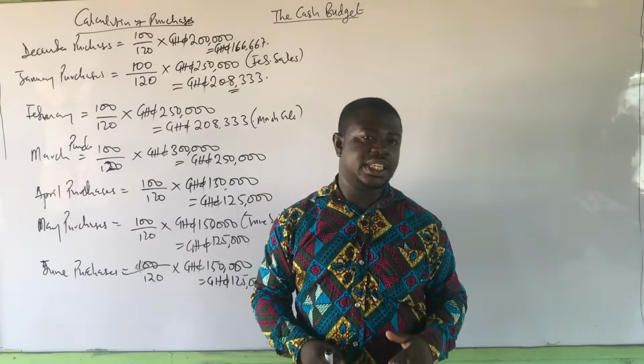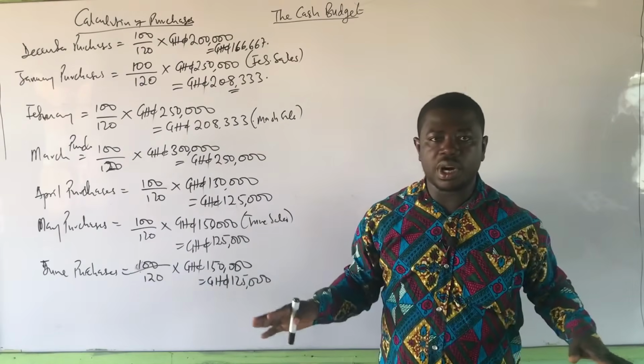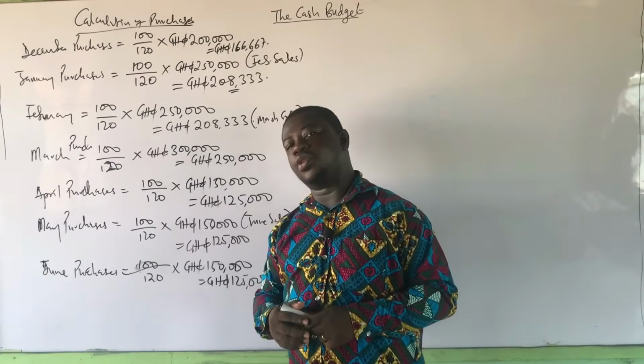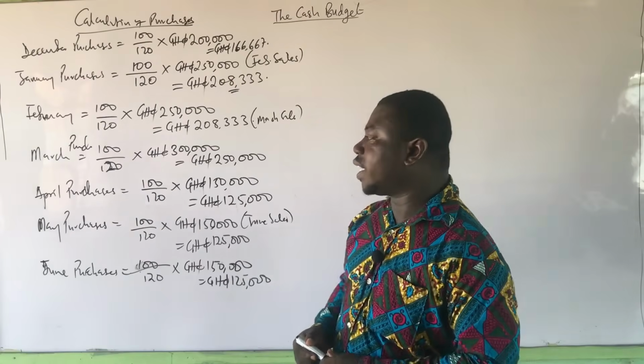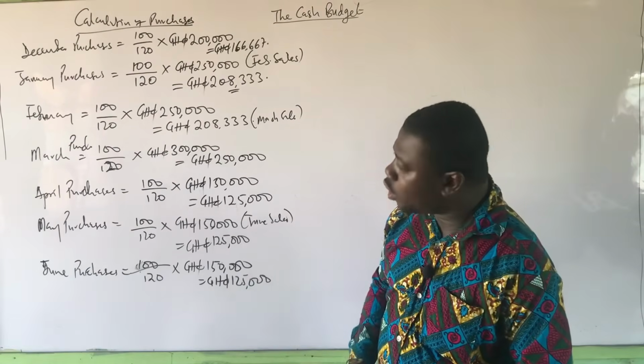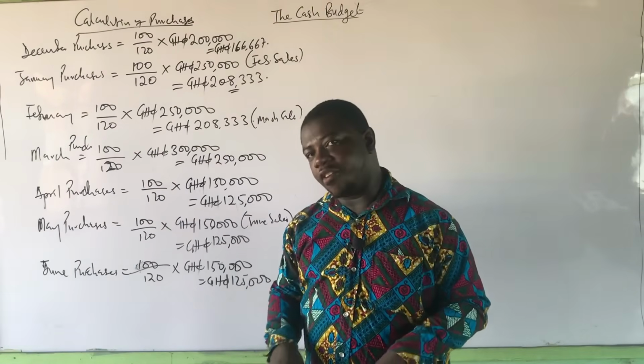So for cash budget, if you understand the English, you are through. If the English is not okay for you, then you really have to work on how to understand the terms and conditions that they give. So this is now the figure for purchases.